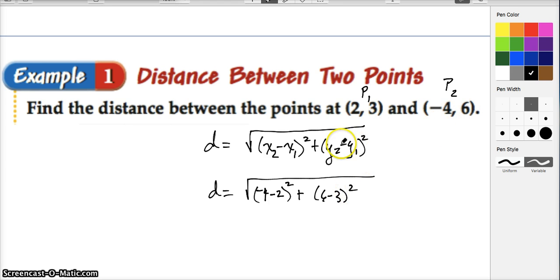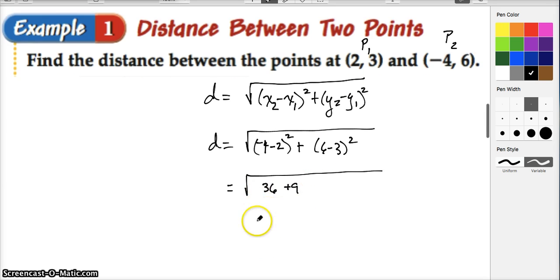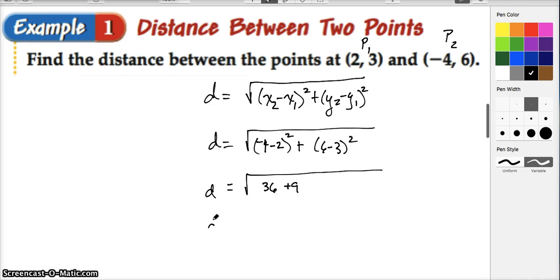You see what we did there? All right. And so now, negative 4 minus 2 is a negative 6. Negative 6 squared is a positive 36. 6 minus 3 is 3. 3 squared is 9. So when I add 36 plus 9, I get that the distance between those 2 points would be the square root of 45.